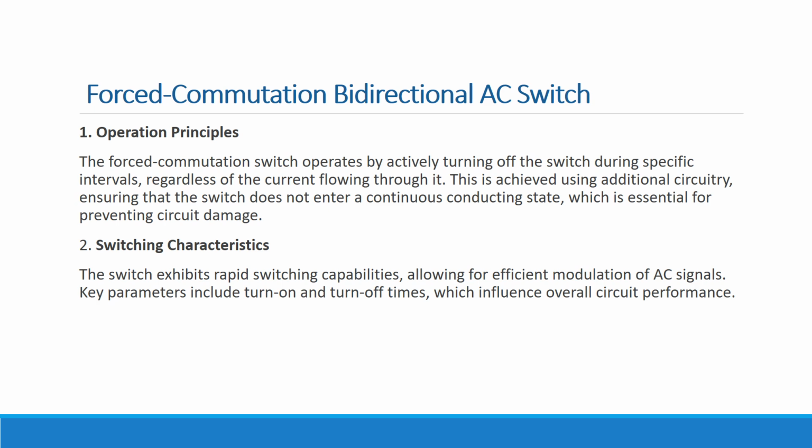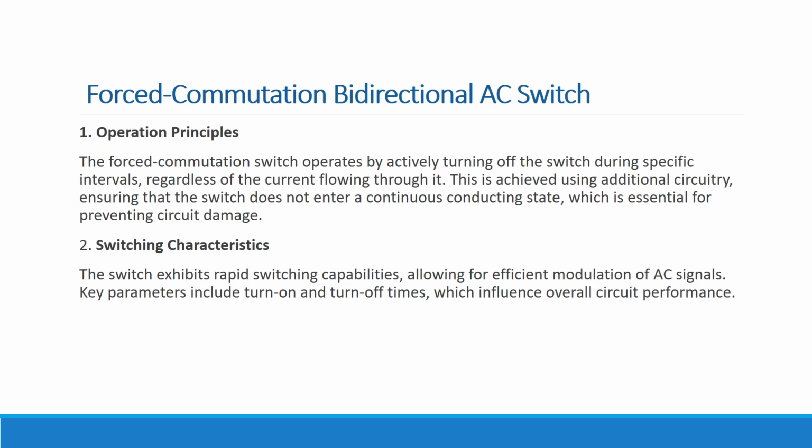Forced commutation bidirectional AC switch. Operational principle. The forced commutation switch operates by actively turning off the switch during specific intervals regardless of the current flowing through it. This is achieved using additional circuitry ensuring that the switch does not enter a continuous conducting state, which is essential for preventing circuit damage.